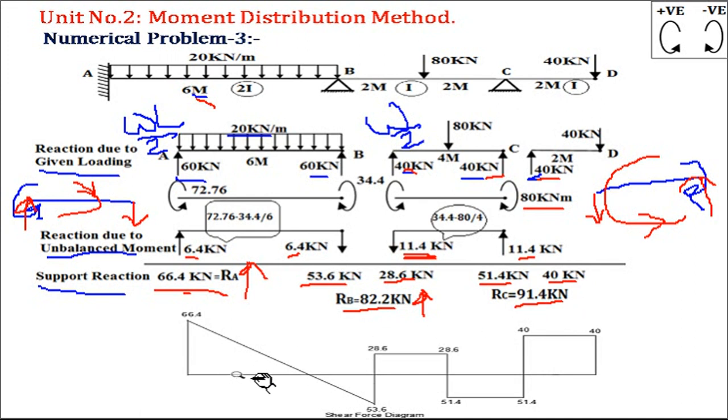Okay, now here we have to draw the shear force diagram. First draw the horizontal line. Now the reaction at A is 66.4, so show here 66.4. Member AB is loaded by a uniformly distributed load. So plus 66.4 minus 20 into 6, we get the value that is 53.6, that is minus. Okay, so the reaction at B is 82.8. So minus 53.6 plus 82.8, we get the value 28.6.